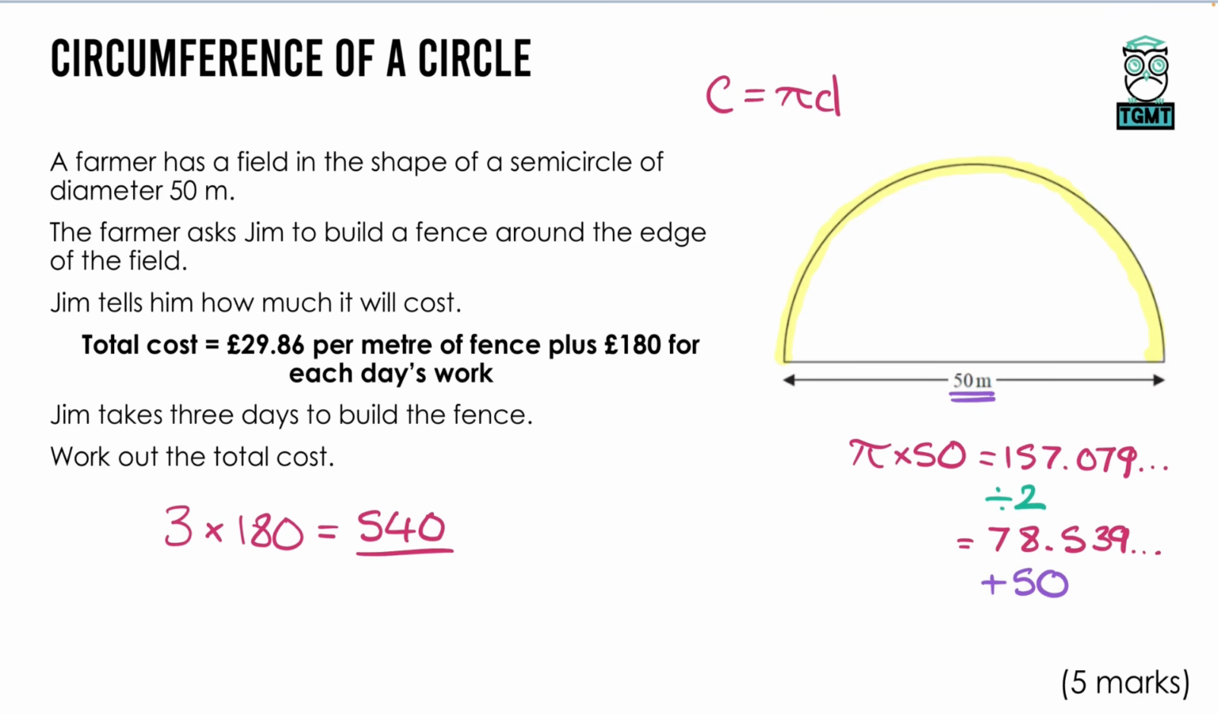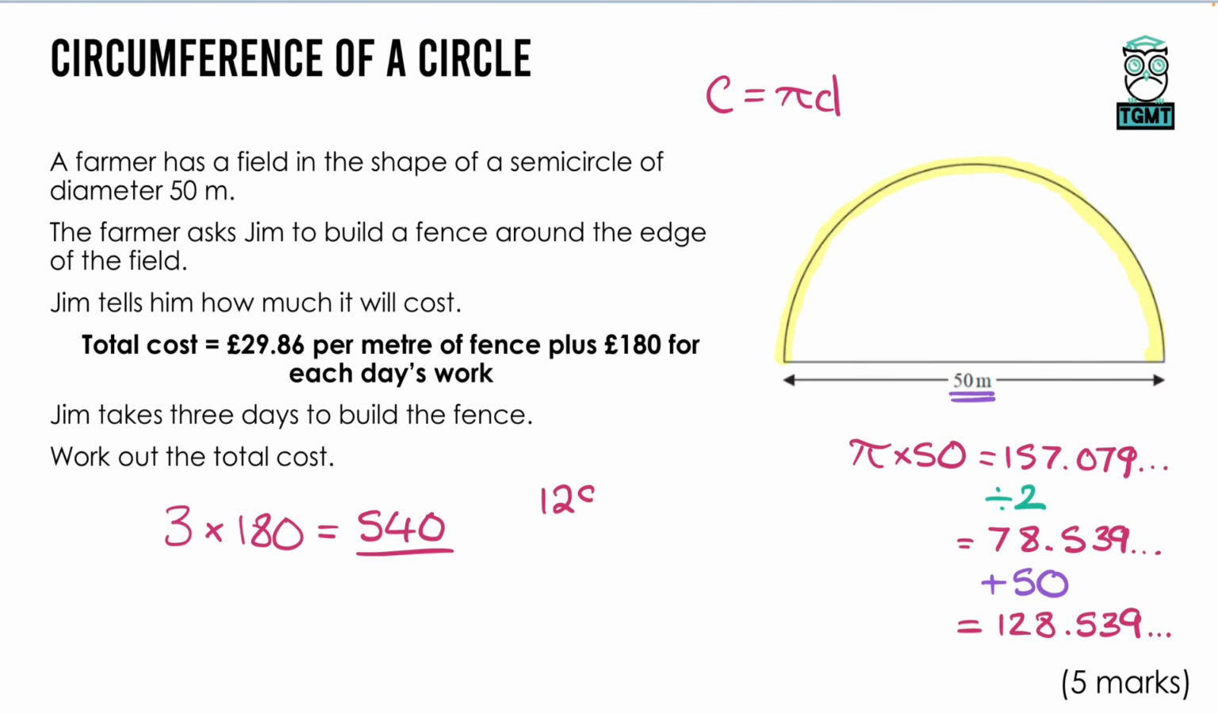So add 50 and we get an answer of 128.539 and a few more decimals. Now it doesn't really say in this question as to whether we could buy part of a metre. So for this one we would round this up to 129 metres. So we're going to need 129 metres.